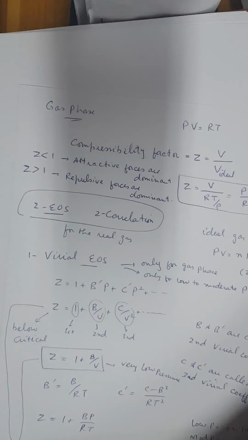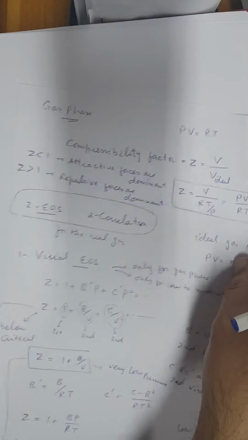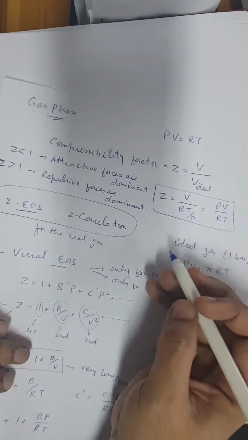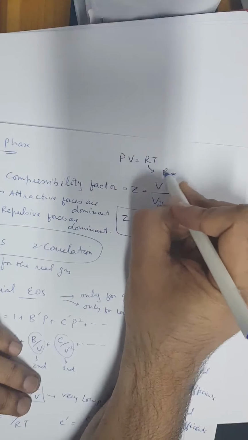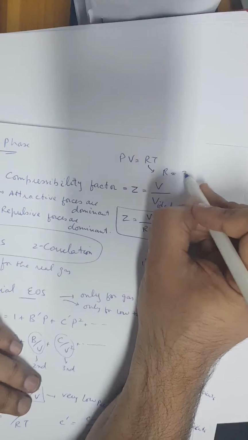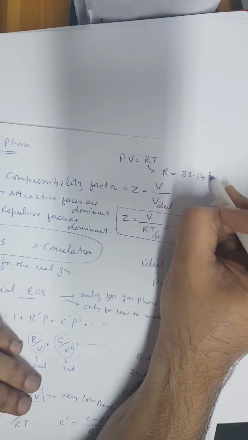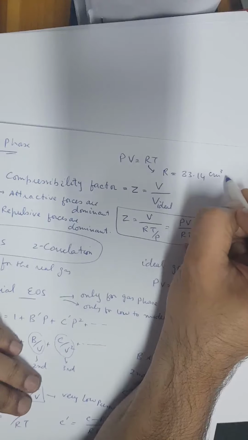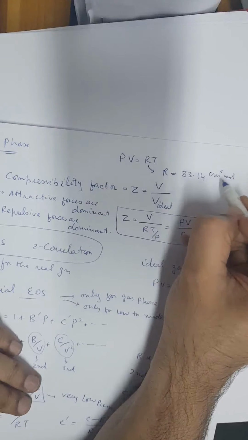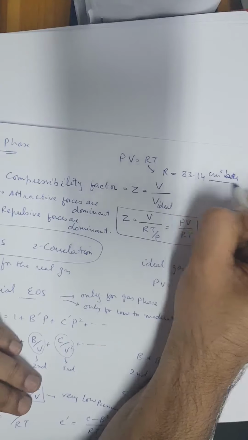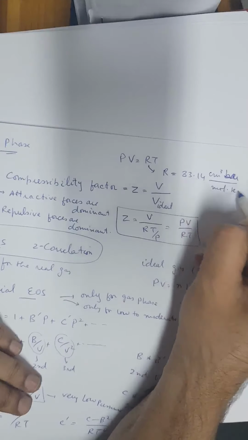So this is the story. And the R value, I told you already, you can get from Appendix A. Generally we use R for the case of volume. We are using 83.14 cubic centimeter bar per mole Kelvin.